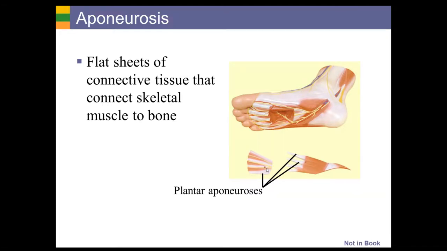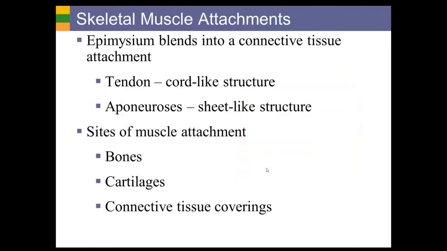So tendons are ropey structures. Aponeuroses are flat, but their functions are the same. They attach muscle to bone or other connective tissues. And as I mentioned, that epimysium is continuous with a tendon or an aponeurosis, and they attach that muscle to bones. Sometimes they attach to cartilage. Muscles aren't always attached to bone and cartilage. Sometimes they're attached to other connective tissue coverings as well.